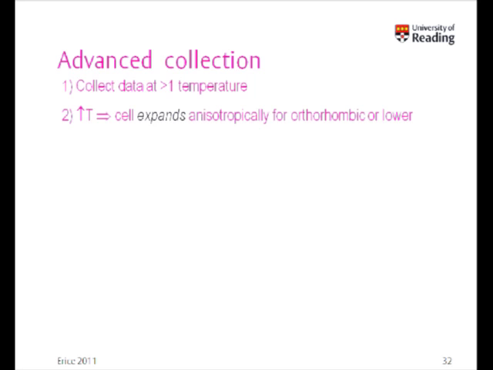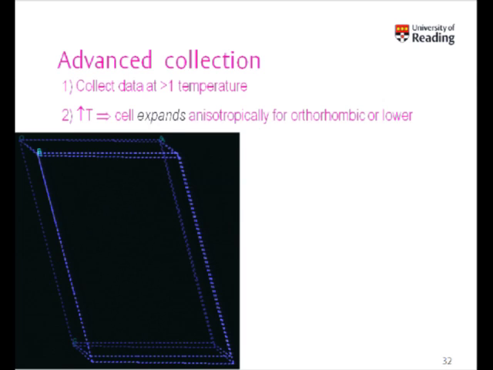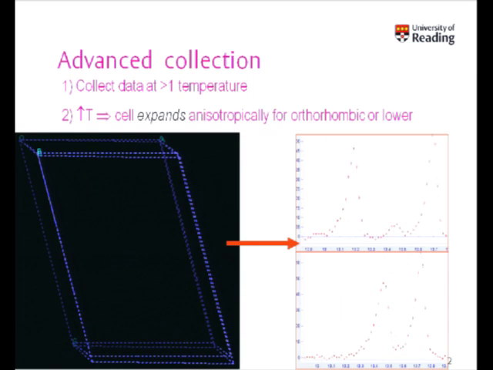There are plenty of tricks that you can play with advanced data collection, doing your data collection as a function of some parameter. So let me show you an example here, in which you vary the temperature of your experiment and watch how a cell, which is of orthorhombic or lower symmetry, expands or contracts as a result of that temperature change. Because the cell dimensions change, the peak positions change, and that can help unearth information that you would miss in a standard data collection.